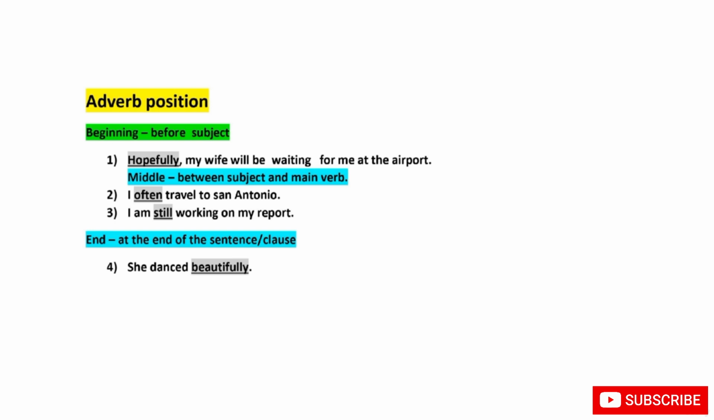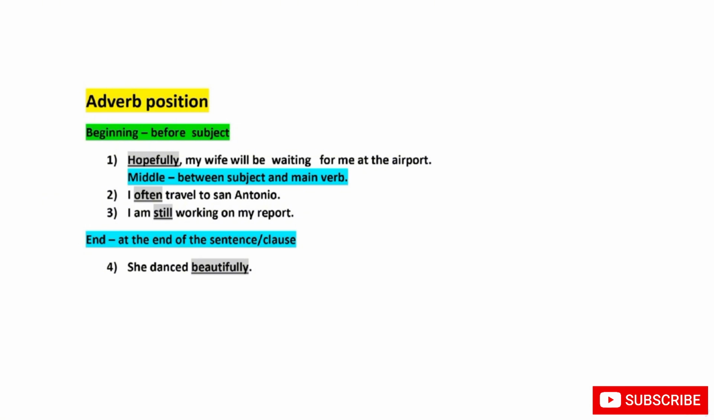Now this is probably where learners of English make the most mistakes with adverbs. Over the years, many of my students have come to me and said, where exactly should I put an adverb in a sentence? It's so confusing. Okay, well first, let me ask you, how many positions can an adverb have in a sentence? The answer is 3. There are three possible positions for an adverb in a sentence. These are beginning, middle, and end.